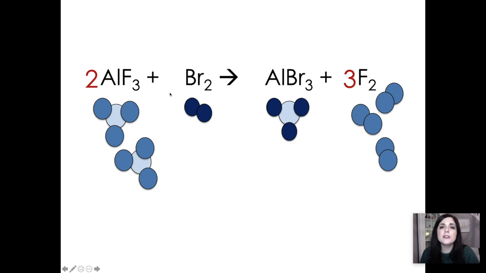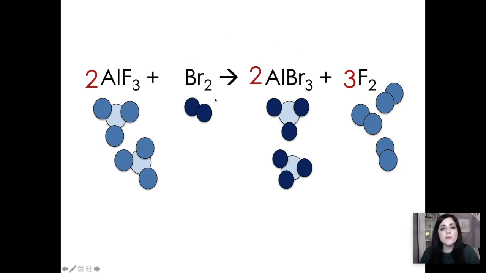What does that do to my aluminum? Aluminums aren't balanced anymore. So what do I need to do here? How many aluminum bromide molecules can I make? Well, hopefully you said 2. So therefore, I would have to add a coefficient of 2 in front of aluminum bromide. My aluminums are now balanced.